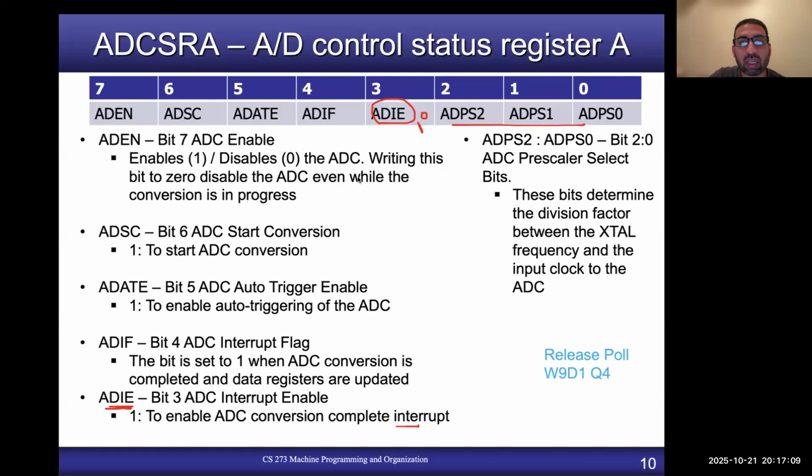Which bit of ADCSRA register must be set to 1 to enable interrupt mode of operation? Bit 3, bit 1, bit 3, bit 5. So it is bit 3 here. Okay.